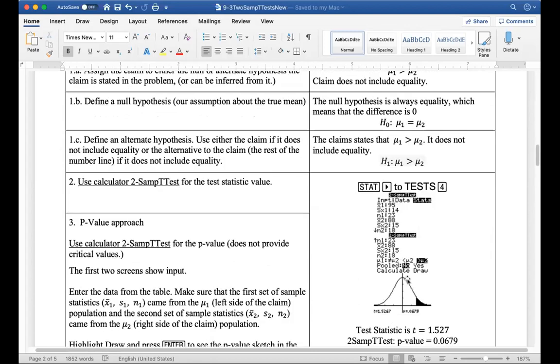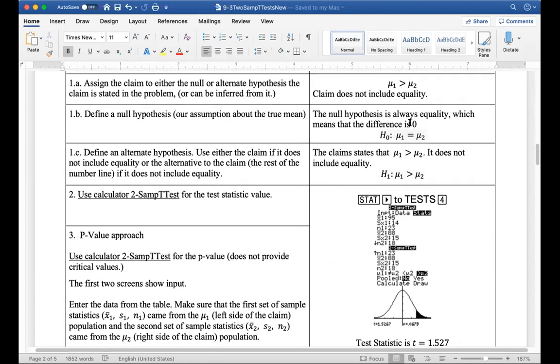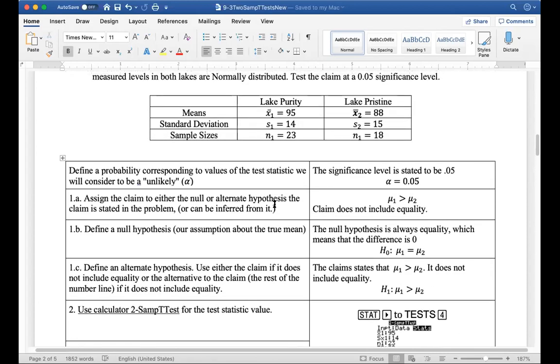And the null hypothesis, remember, is always equal. Mu1 equals mu2. And the alternate, since the claim did not include equality, the alternate is going to be the same as the claim. And now for step 2, this test statistic, and for step 3, the p-value approach, we're going to get those from the 2-SAMP-T test. So let's take this information that we've got right here and go to the 2-SAMP-T test.